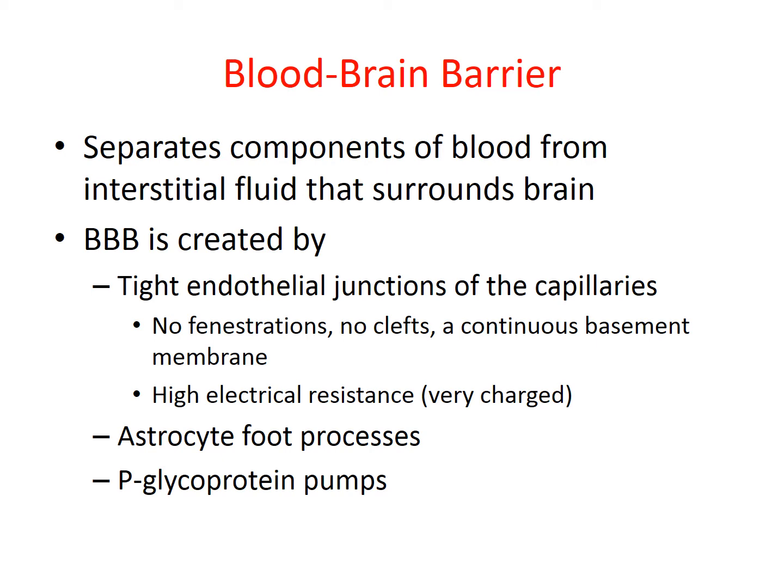The next piece that makes up the blood-brain barrier are the astrocyte foot processes, and then there are pumps within the blood-brain barrier wall that are able to pump things that are lipophilic and therefore can go through the membrane, things that like fat and go through the membrane that we don't want in the central nervous system, can be pumped back out by pumps called P glycoproteins.